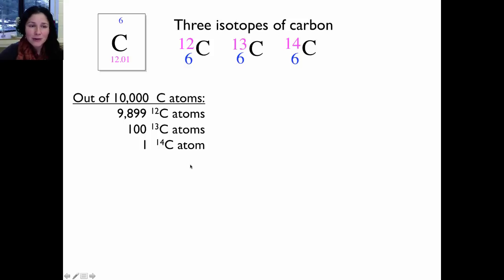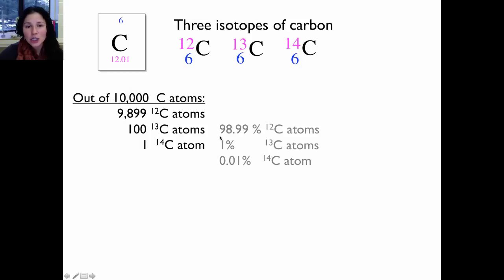Problem number 5 asks you to find the percentage of atoms that are carbon-12. And so you can do this simply by using what you understand about percents. You would take 9,899 divided by, so this is part, divided by the whole, which is all of the carbon atoms that are being discussed, and multiply by 100. And you should get that 98.99% of carbon atoms are carbon-12. To calculate the percentage of carbon-13, you do the same thing. And you should get that there are about 1% of carbon atoms that are carbon-13. And carbon-14 is only about 0.1% of all carbon atoms.